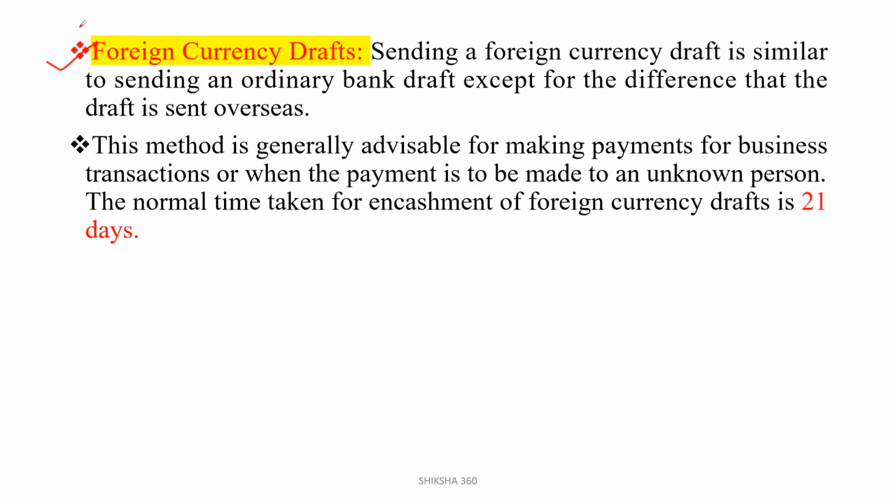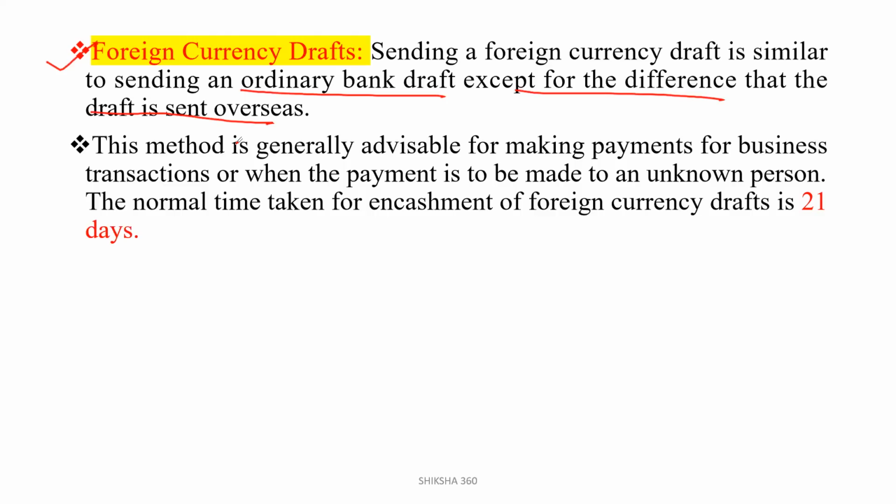So sending a foreign currency draft is basically similar to sending an ordinary bank draft, except for the difference that the draft is sent overseas. Sending a foreign currency draft is similar to the ordinary bank draft, except that now we are getting the draft from overseas.